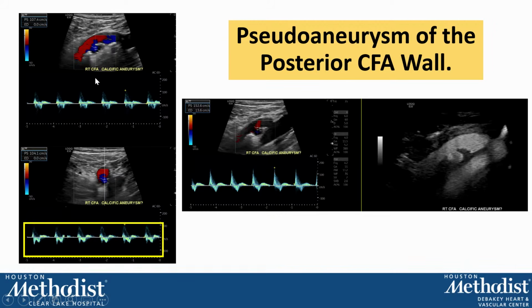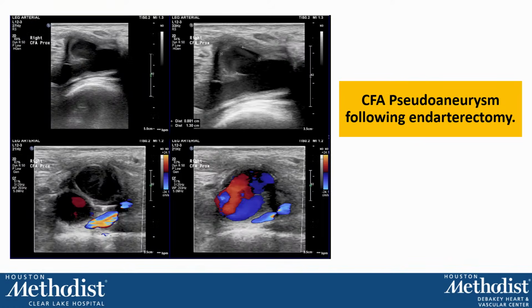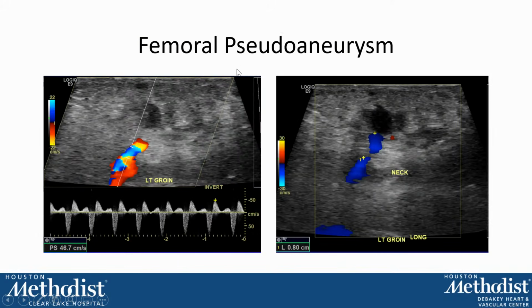So what do pseudoaneurysms look like? Well, to and fro. Here's a patient with a common femoral artery, and there's a very small posterior common femoral artery pseudoaneurysm, and you see the antegrade flow and the retrograde flow within that pseudoaneurysm. And here on power Doppler, you're able to see the area in question. Again, here's another patient with an anterior wall pseudoaneurysm, and again, you see the to and fro flow within the aneurysm.